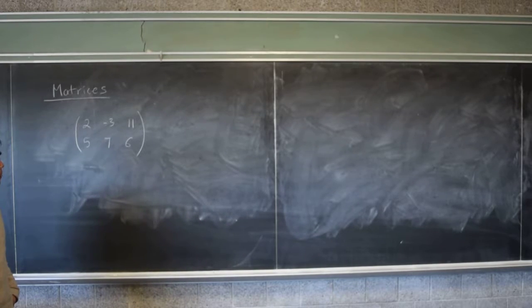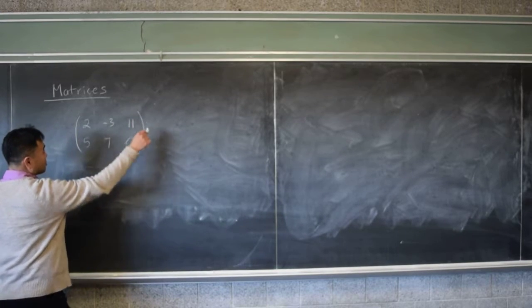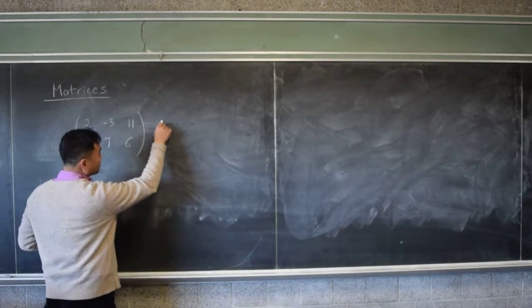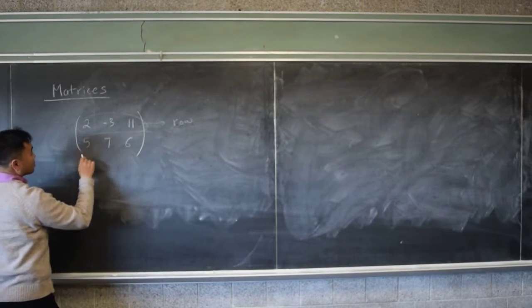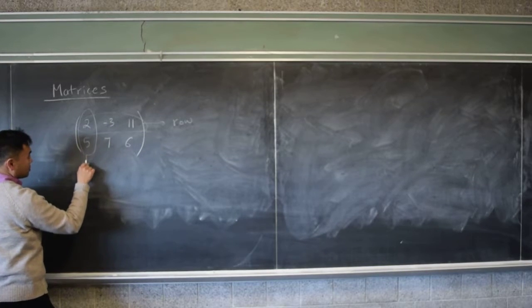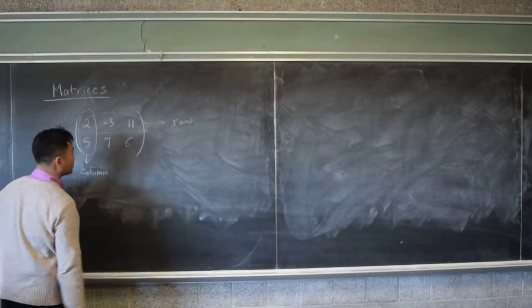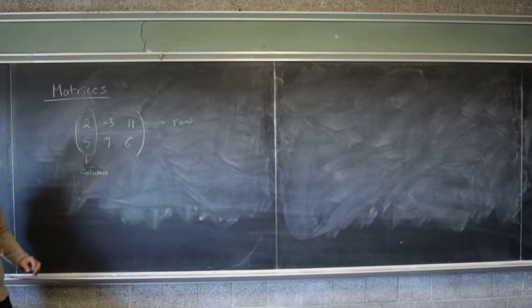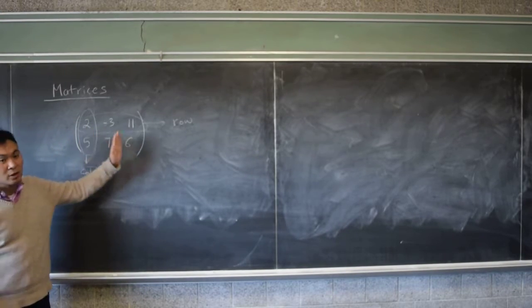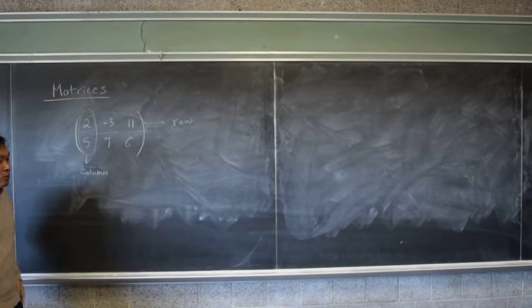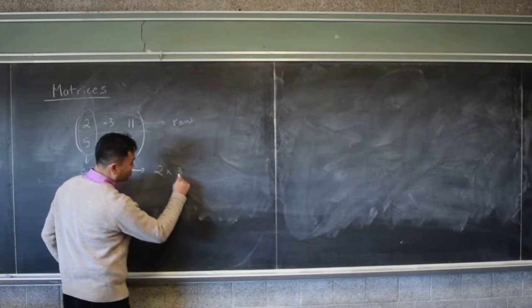And first you have to know some words. These are called rows. It's a row. Whereas this is a column. So this matrix has 2 rows and 3 columns, and therefore we call it a 2 by 3 matrix.